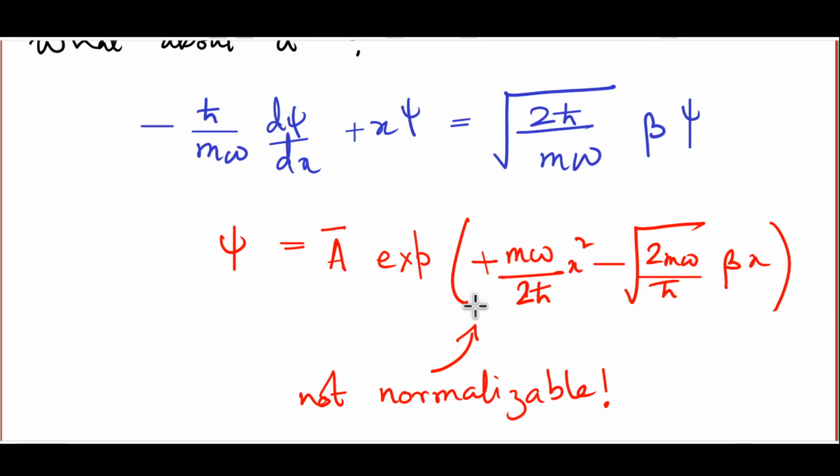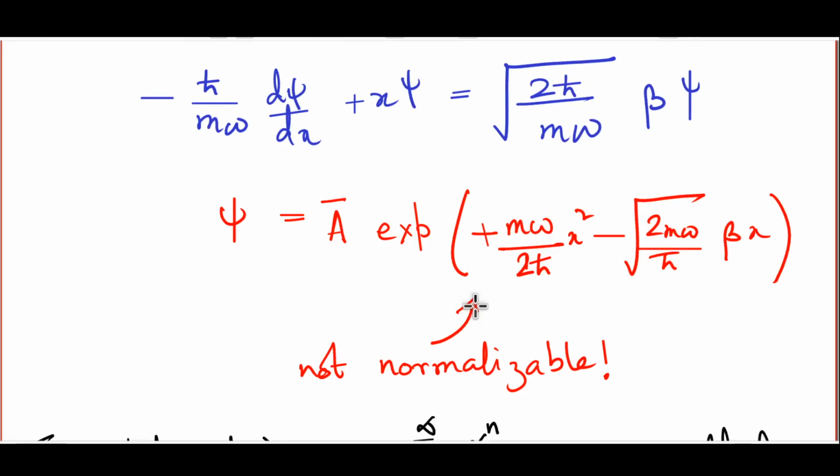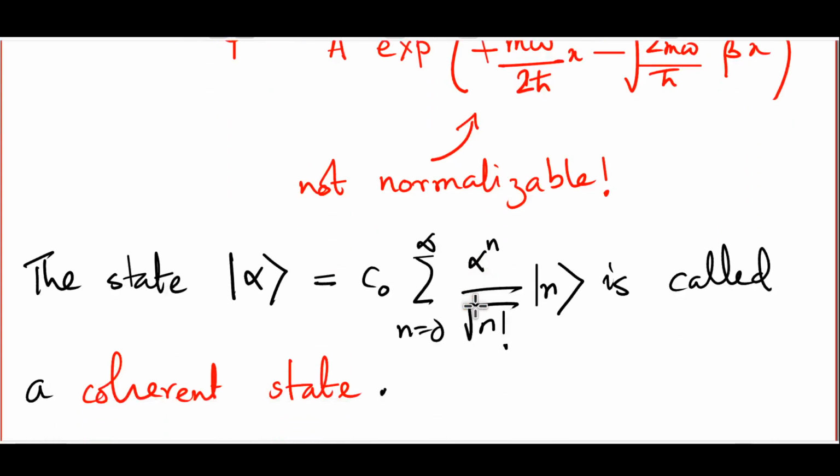In other words, this wave function blows up for large values of x and hence is definitely not normalizable. It does not belong to our Hilbert space, which remember is a space of normalizable wave functions. Now, this is something we have already stated before, but let me formally put this on record. The ket alpha that we have found, the eigenstate of the operator A corresponding to eigenvalue alpha, is called a coherent state. The name coherent state comes from the fact that this is related to the concept of coherence in optics, but that is a different story. We are not going to go into that right now.